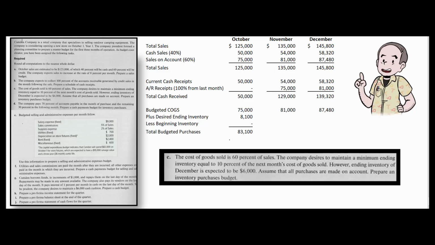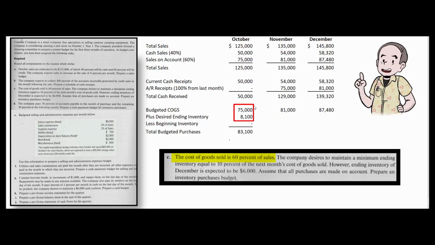For this company, the cost of goods sold is 60% of their sales. So for October, our cost of goods sold is $75,000, which is 60% of the sales of $125,000. For November, our cost of goods sold is $81,000, and for December it's $87,480. So for the month of October, we need to have enough inventory to cover this month's sales, plus we want to have a desired ending inventory of 10% of the next month's sales. That's so that we have a cushion, and also it gives us some inventory to start November with some goods on the shelf.